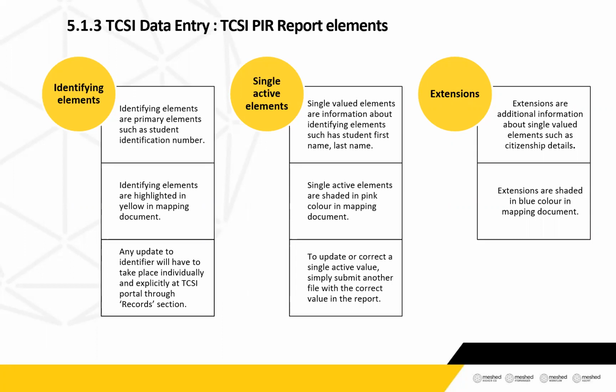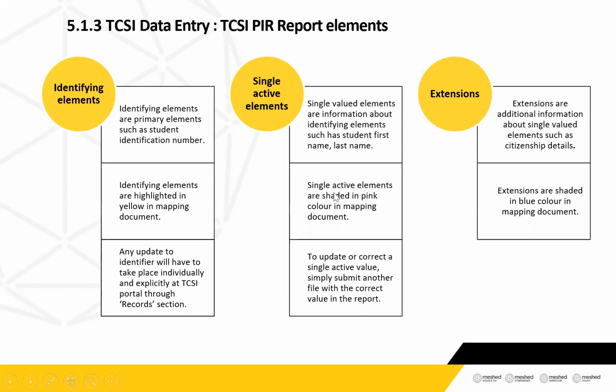So for example, my name is Zai, right? And my last name is Rana. So let's say there is something wrong in my last name. It has to be Randive instead of Rana. So what you can do is first update my last name as Randive in the Mesh platform, extract that report again, and then upload it again. So when you upload that report in TCSI, as your identifying element is the same, as my student identification number remains the same, the TCSI portal gets the trigger that, okay, this is an update. So they update that information in their portal, and this is how you can update the data.